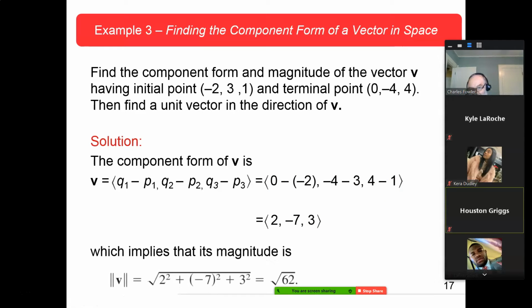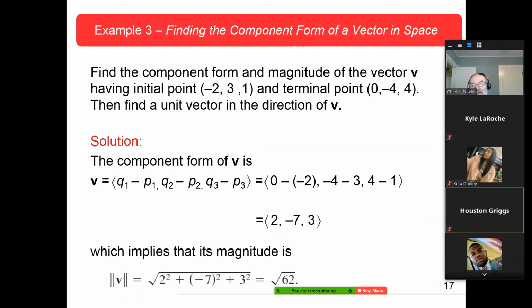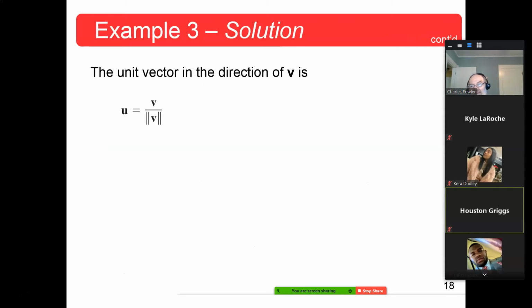That implies the magnitude, or the length, or whatever you want to call it, the magnitude of that is the square root of the first one squared plus the second one squared plus the third one squared, which is root 62, which is what we got also. Then to find the unit vector in that direction, they use this term, the vector u2. Now understand this.